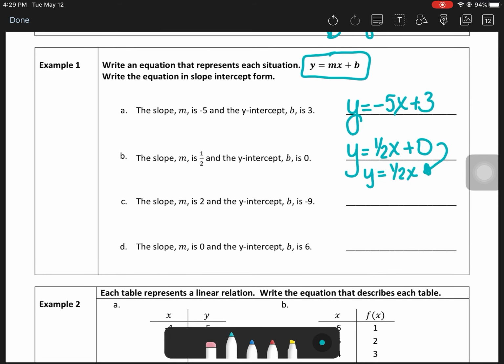The next one, we have y equals 2, and then our x, minus 9 as our y-intercept. The next example, y equals, our slope is 0, that goes in front of our x, and then our y-intercept is 6. But 0 times x would be 0, and 0 plus 6 would be 6, so we would write this as y equals 6.